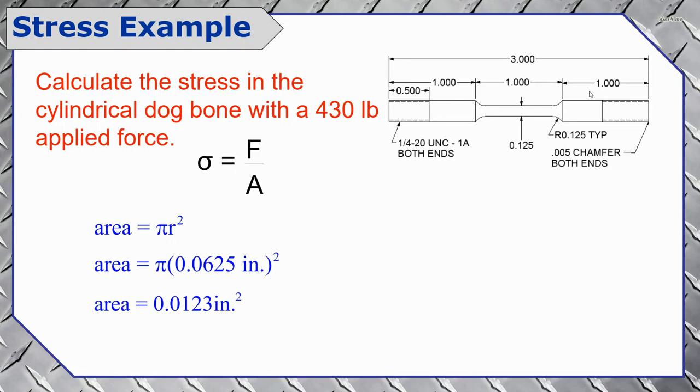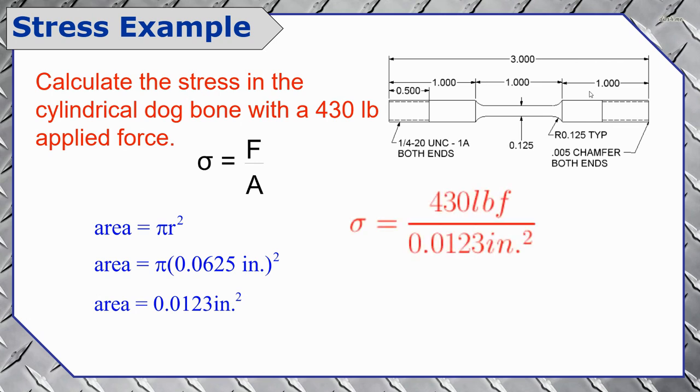To start, we can find the cross-sectional area. The dimension in the center here is giving us our diameter for the sample, 0.125 inches. So our area formula for a circle is going to come in handy, pi r squared, where the radius is 0.0625 inches. Square that, multiply by pi, and we have our cross-sectional area of 0.0123 square inches.